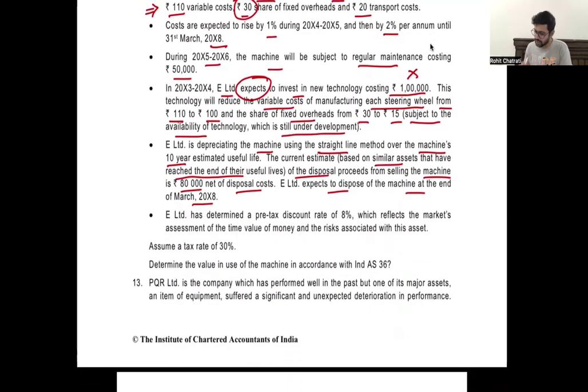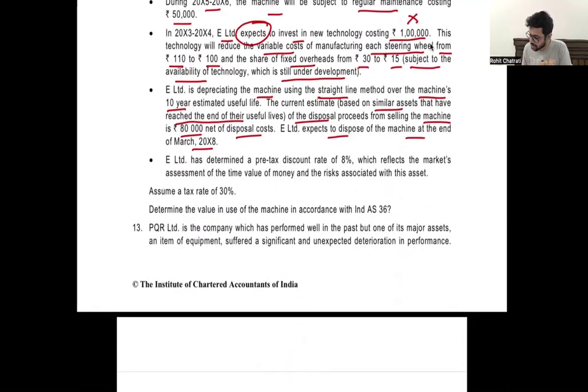E Limited has determined a pre-tax discount rate of 8%, which reflects the market's assessment of the time value of money and the risk associated with the asset. Assume a tax rate of 30% and determine the value in use of the machinery in accordance with Ind AS 36. That is the question.